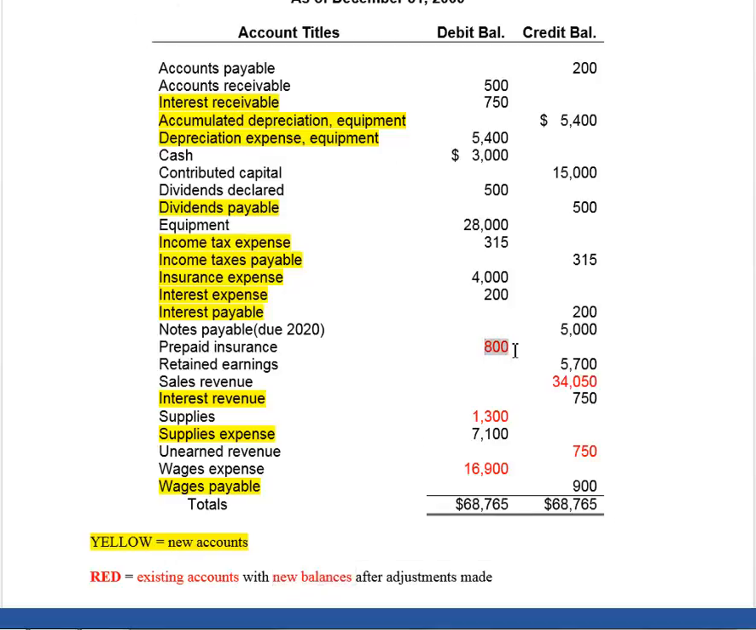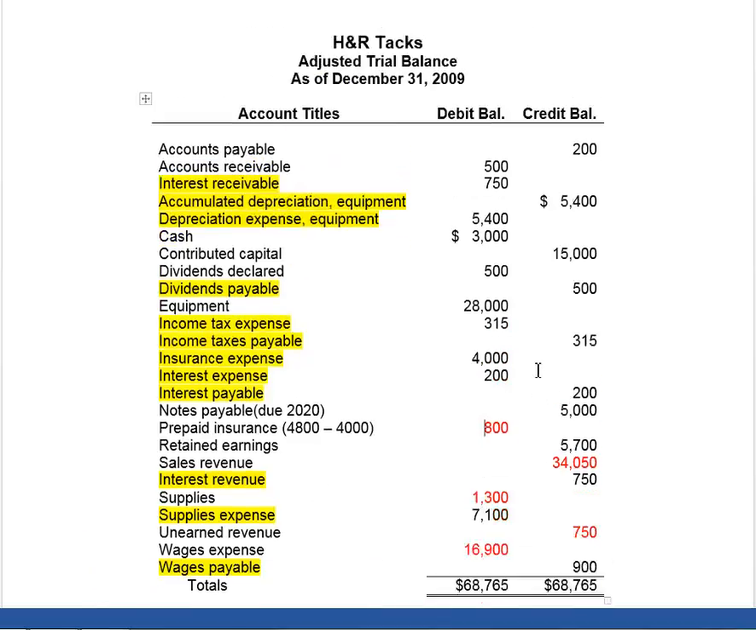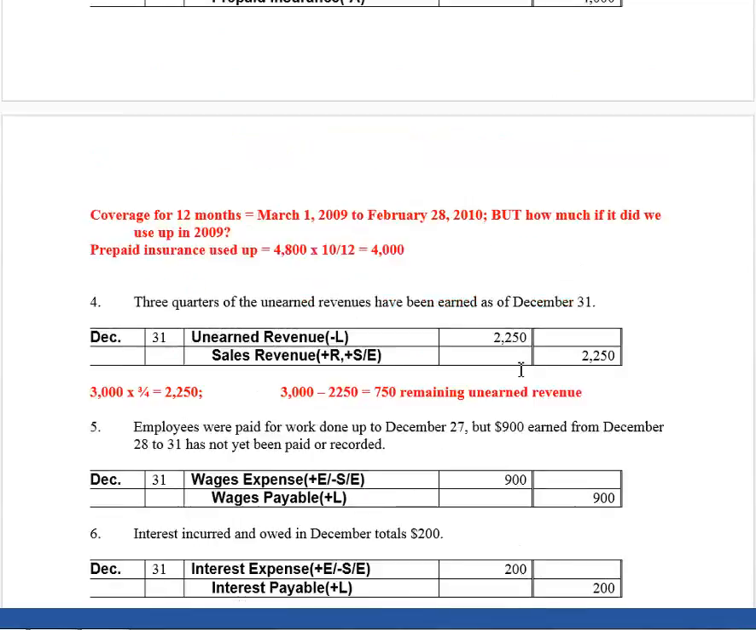Your prepaid insurance, remember it was $4,800 before? Yes, it was $4,800 before. Well, remember, we credited it $4,000 because we used up some insurance. So now we've only got $800 in it. So we had $4,800 in it, but we used up $4,000. So we've only got $800 left. I can show you that just to go back a bit.